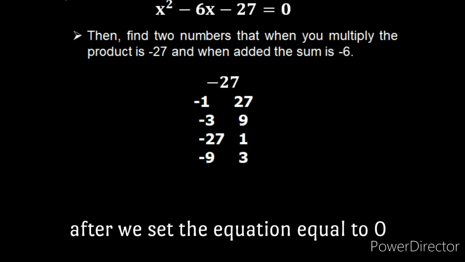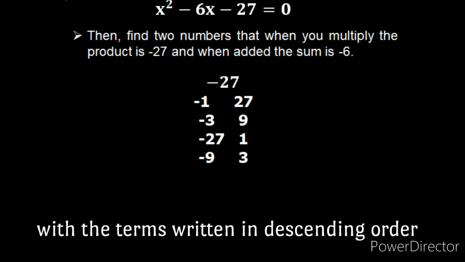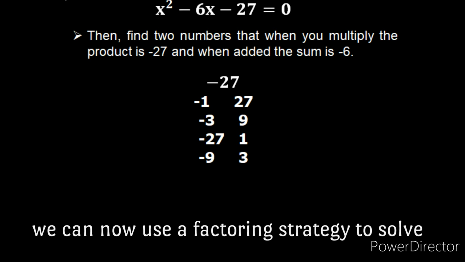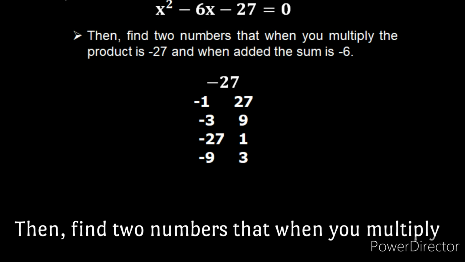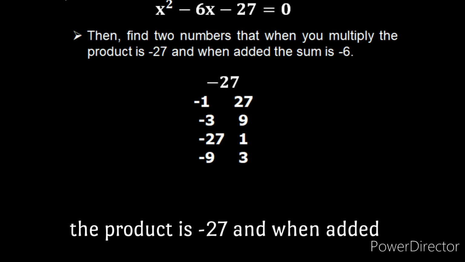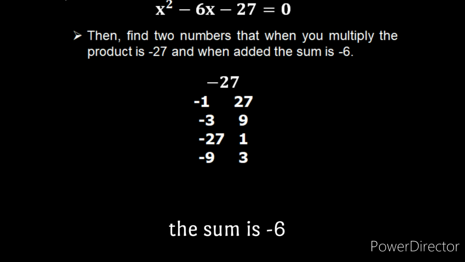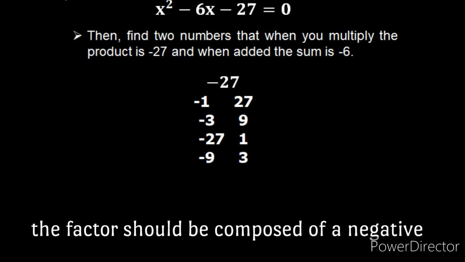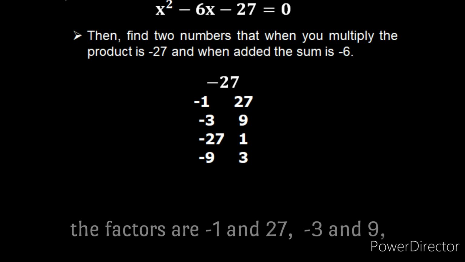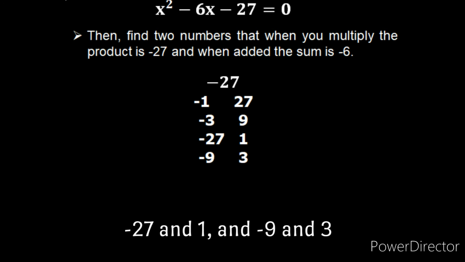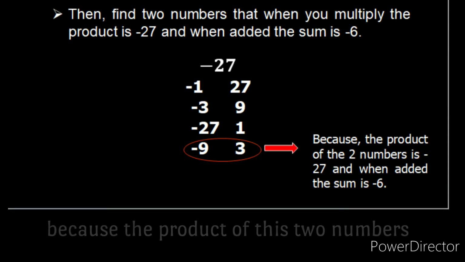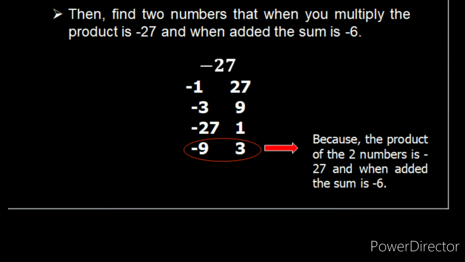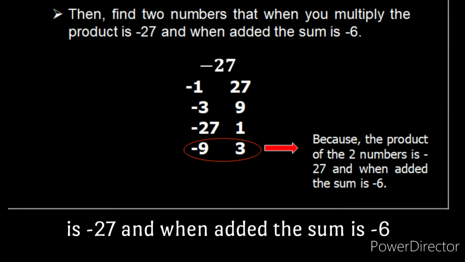After we set the equation equal to 0 with the terms written in descending order, we can now use a factoring strategy to solve the equation. Then find two numbers whose product is -27 and whose sum is -6. The factors should be composed of a negative number and a positive number, so the factors are -1 and 27, -3 and 9, -27 and 1, and -9 and 3. The two numbers would be -9 and 3 because the product of these two numbers is -27 and when added, the sum is -6.